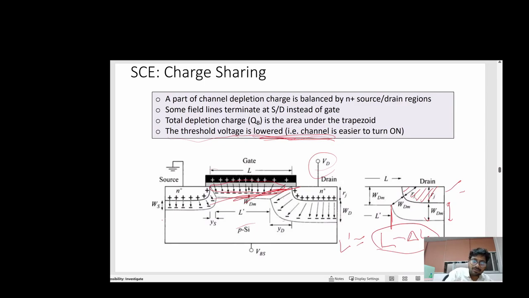And these lines are because of the electric field. These lines, whatever you see, the arrows, are the electric field lines.